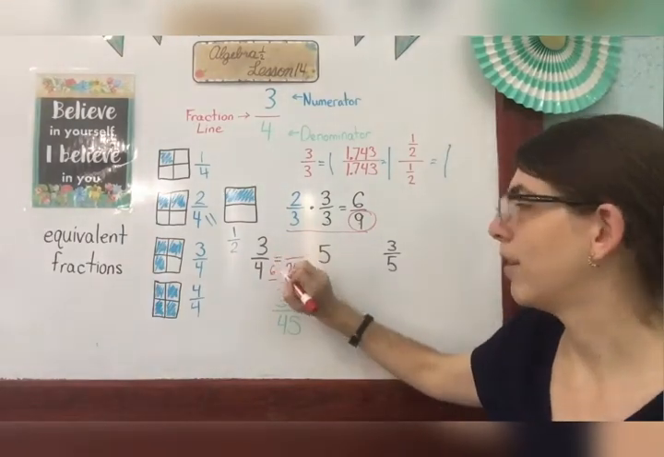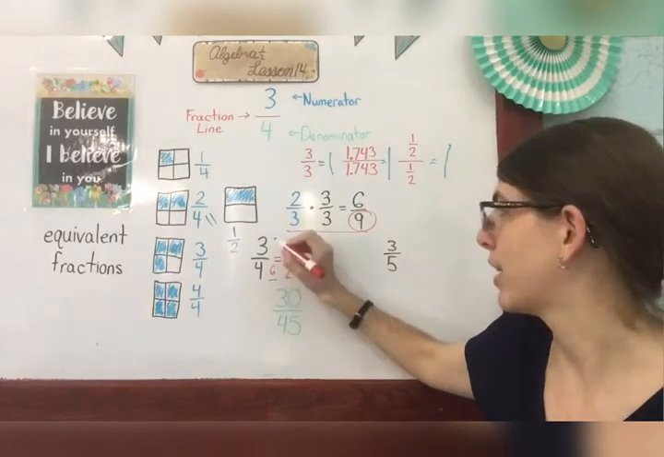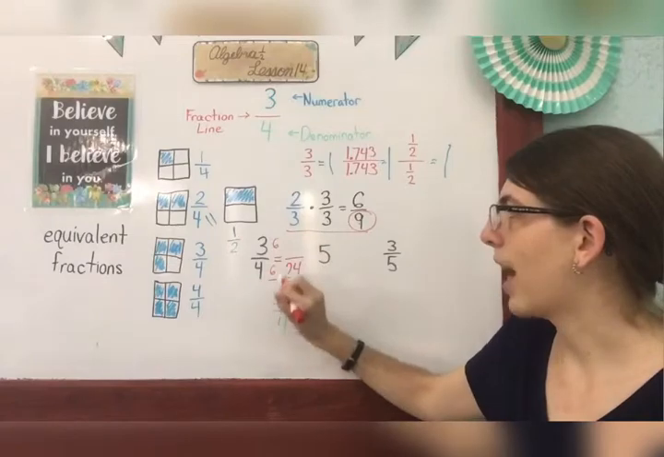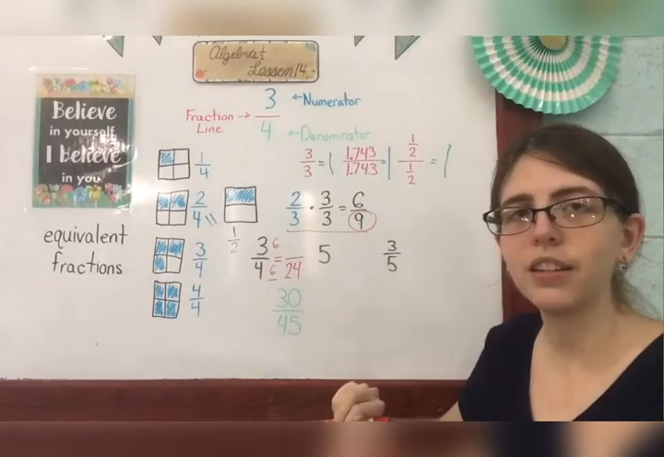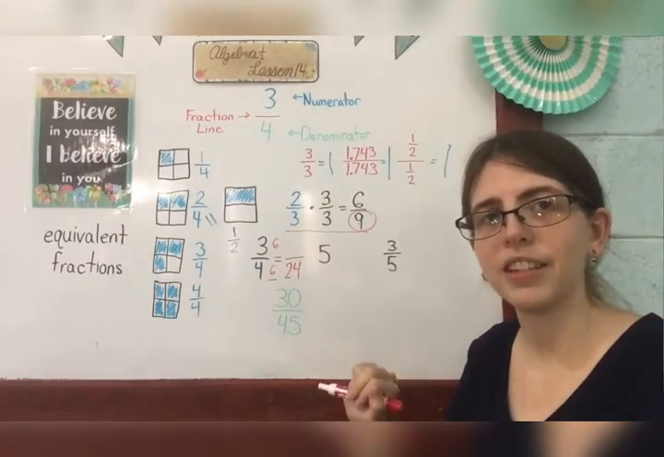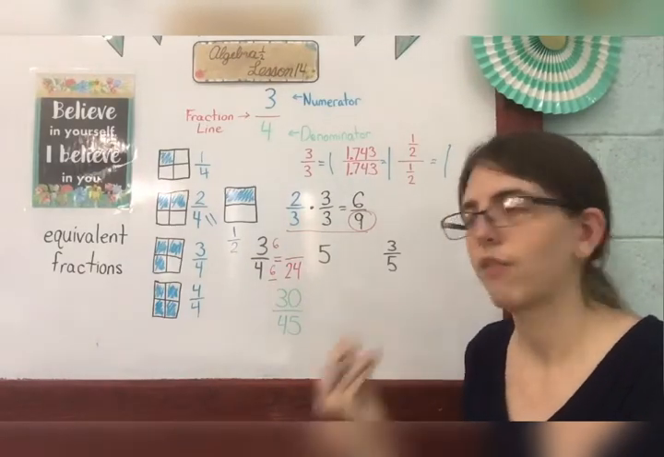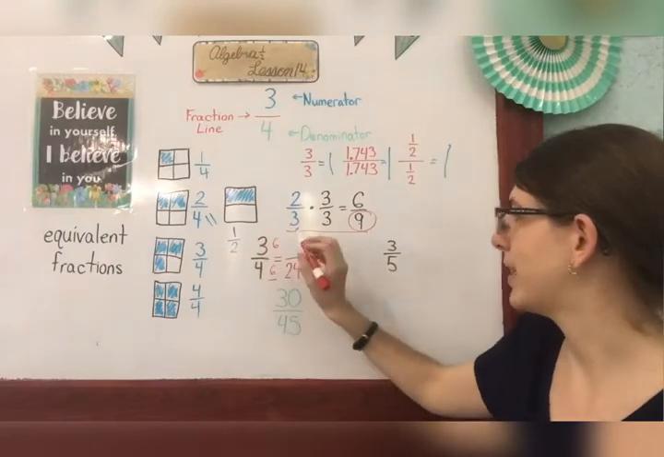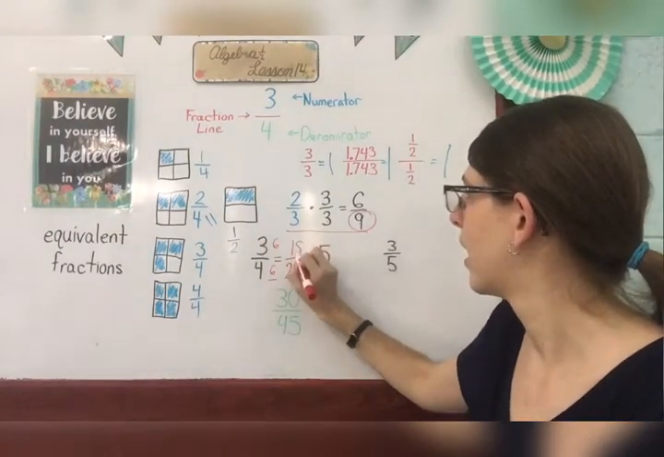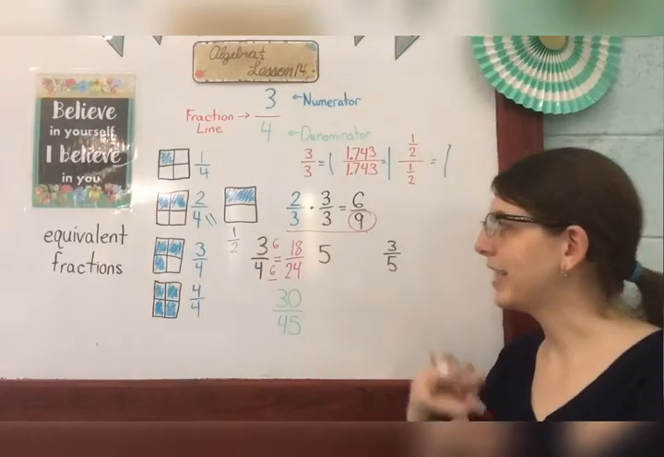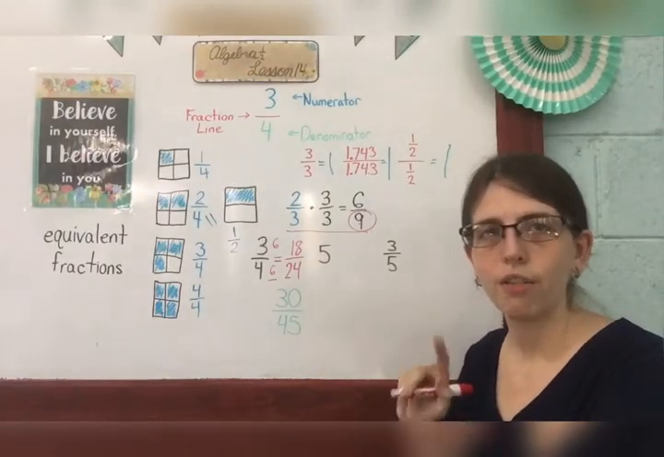So now I have to multiply my numerator by that same number. That way I'm multiplying my fraction by the same number in the numerator as I am in the denominator. That will expand my fraction to give me an equivalent fraction. So 3 times 6 is 18. Very good. So 18/24 is my equivalent fraction.